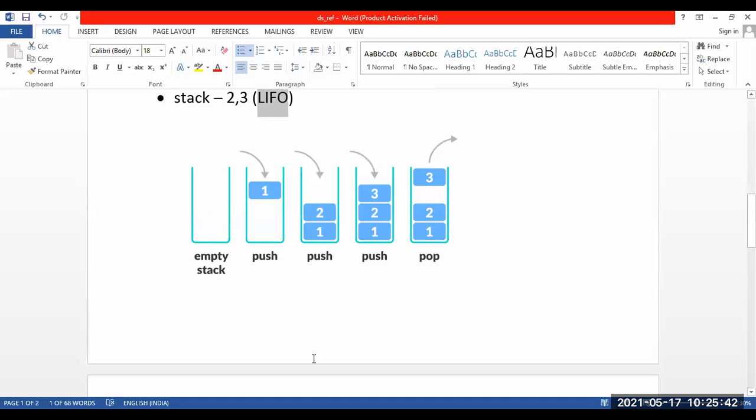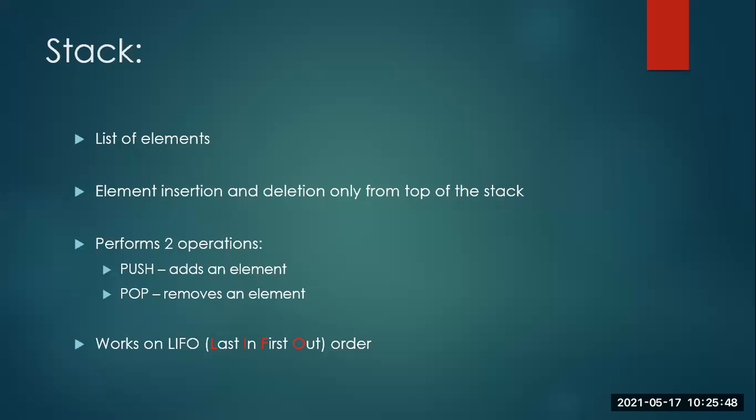LIFO. All of these data structures, linear data structures, that is a linear list, have some order. See, you could have a doubt now. If I don't tell you the last point here, that it works on LIFO order, last in, first out, I will tell you what that is. So suppose I do not mention this.